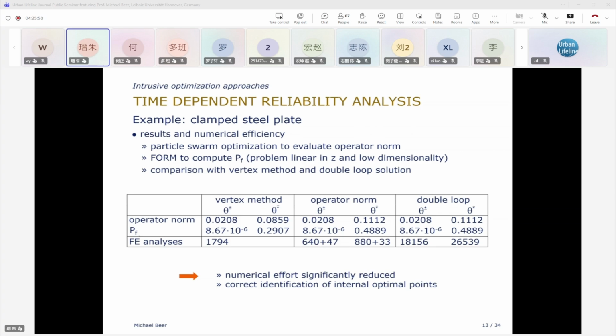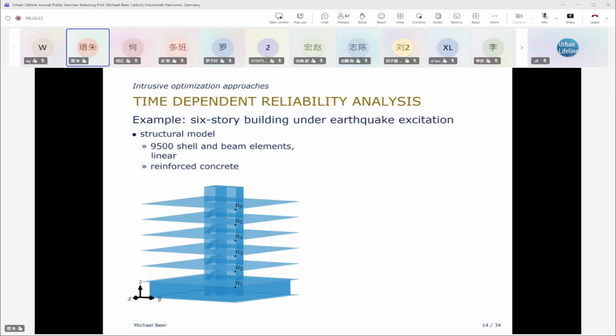When we use vertex method, we get one result even wrong because we cannot identify the point inside the interval which maximizes the failure probability. Because vertex method only looks at the endpoints of the intervals. So that method with operator norm has a huge advantage. So it's numerically efficient and it can even identify internal points effectively. And that can also be done for larger structures.